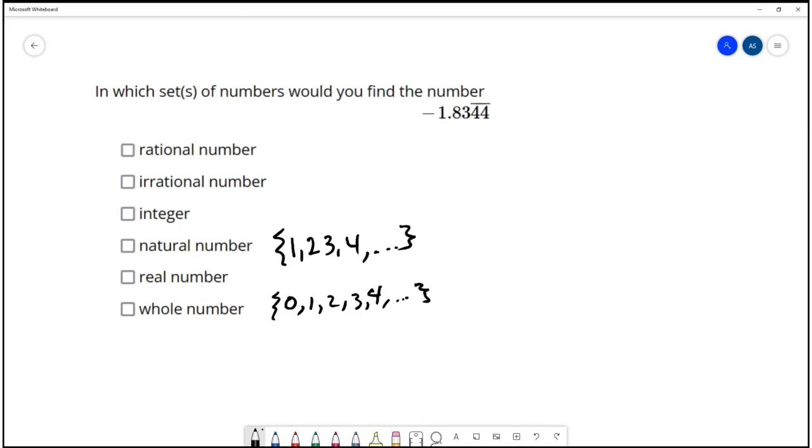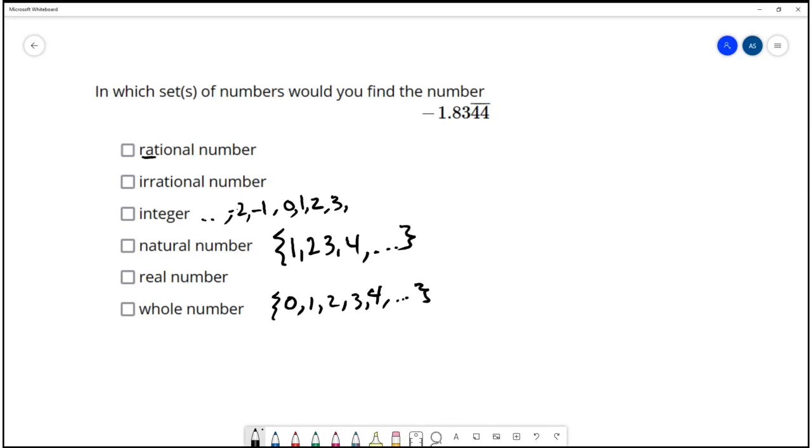And then we have the integers, and the integers are the counting numbers, 1, 2, 3, and so on. It includes 0, and it includes the opposites of the counting numbers, negative 1, negative 2, and so on.